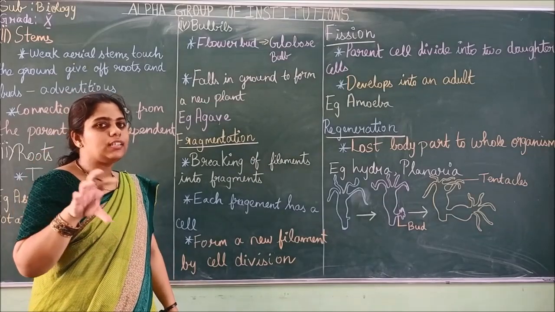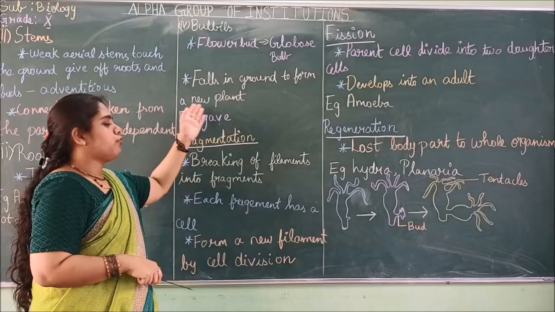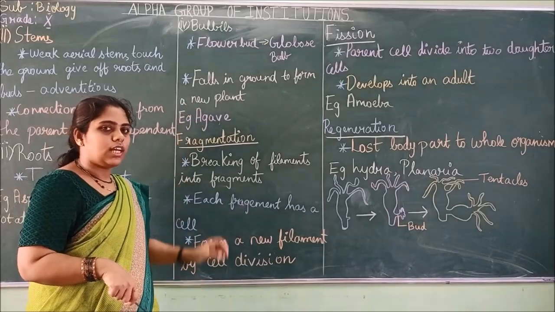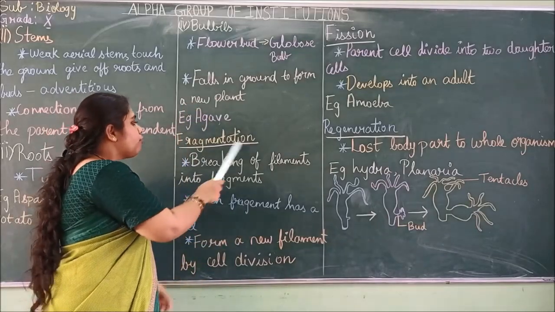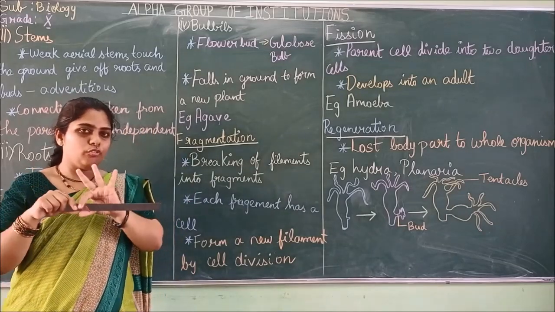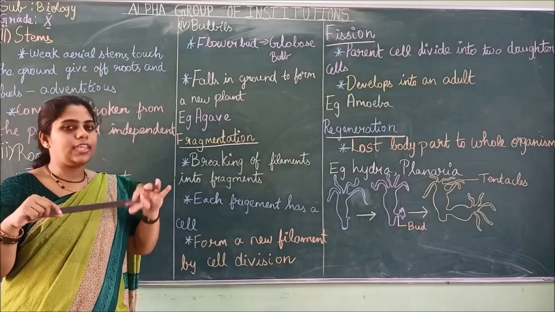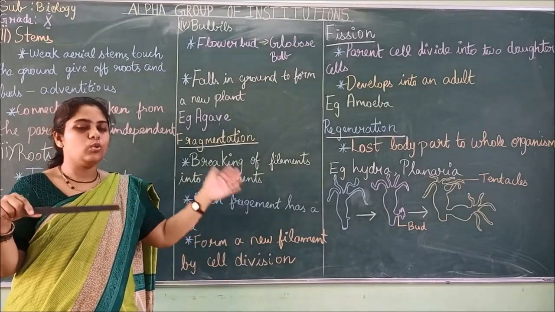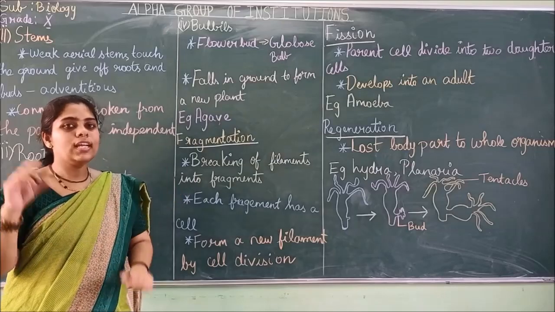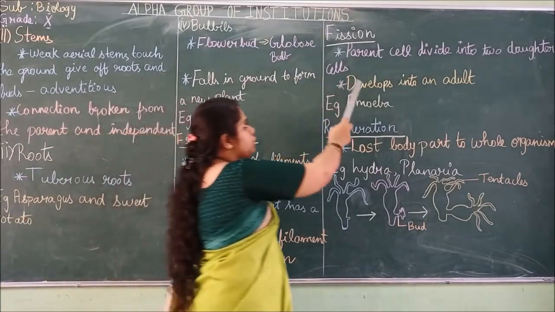The flower bud will be converted into a globose bulb and it will fall like a seed into the ground and form a new plant. Fragmentation means the filaments will break into fragments, and each fragment will have a cell inside it with the ability to form a new organism by cell division. Example, Spirogyra.